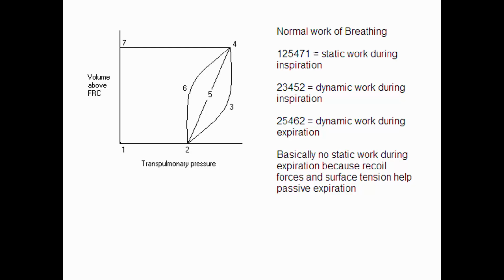So this is, again, 1, 2, 3, 4, 7, 1. This whole thing is the static work during inspiration. Just this little sliver here is dynamic work during inspiration. This little sliver here is dynamic work during expiration. Basically, we have no static work during expiration because the recoil forces and the surface tension help us get back to our resting position.